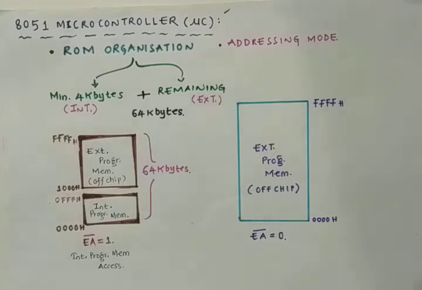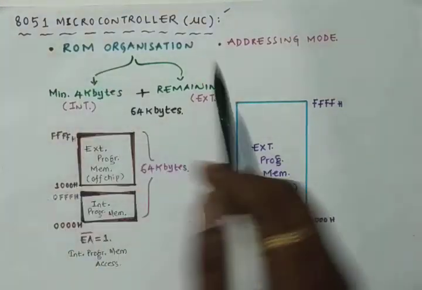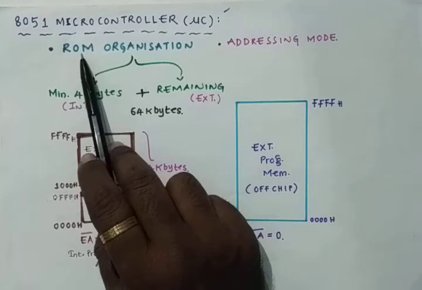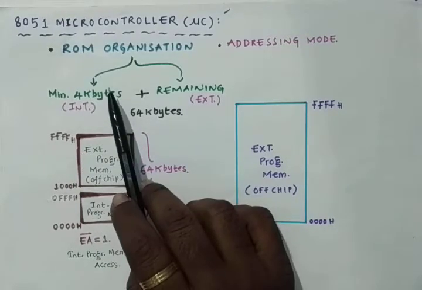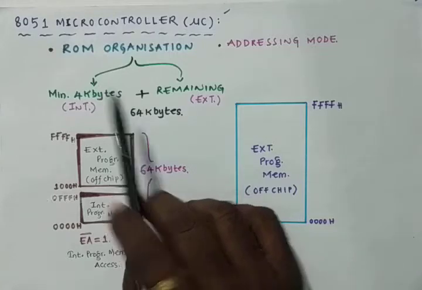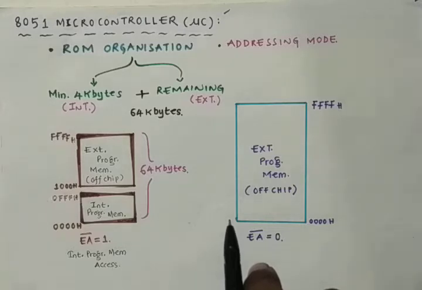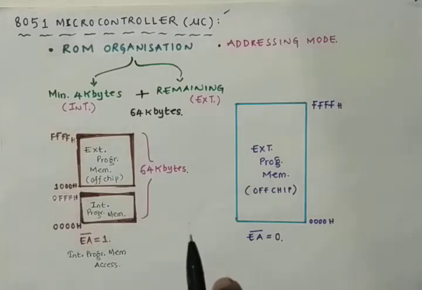Here we are going with the ROM organization, which is a read-only memory. It is also called code memory or program memory. It is a memory where we can store the instructions, the code, the program. That means the microcontroller can use this particular memory to store the instructions, the code or the program.